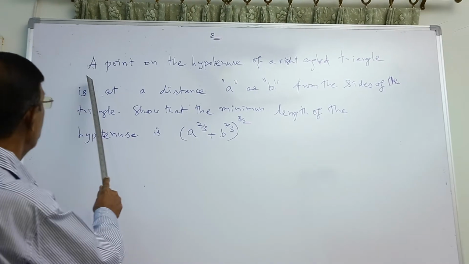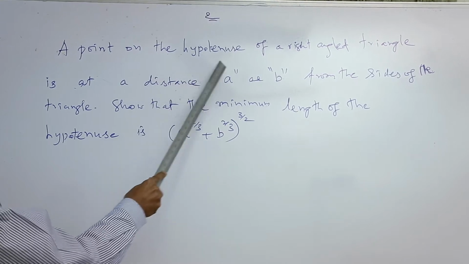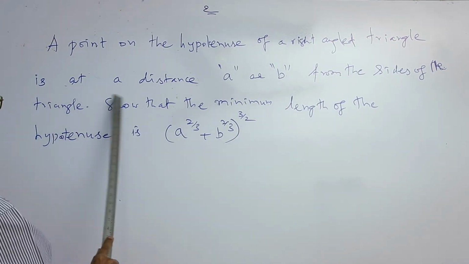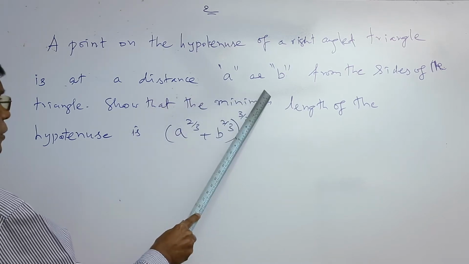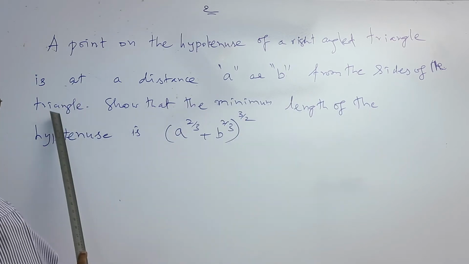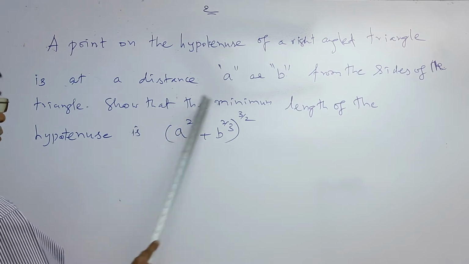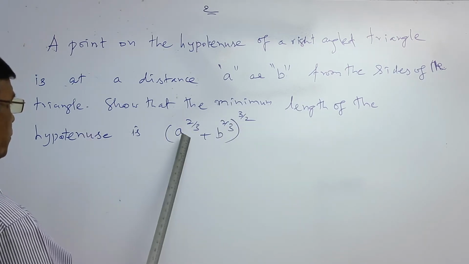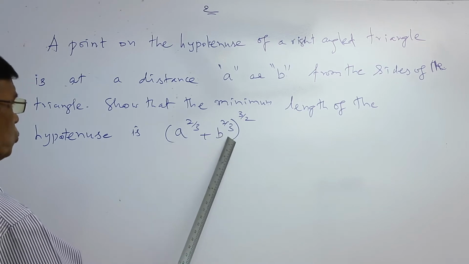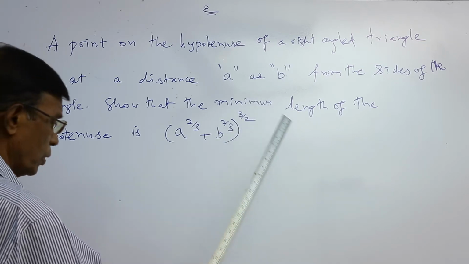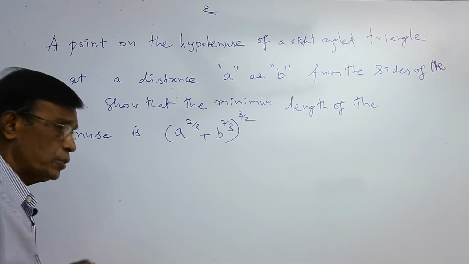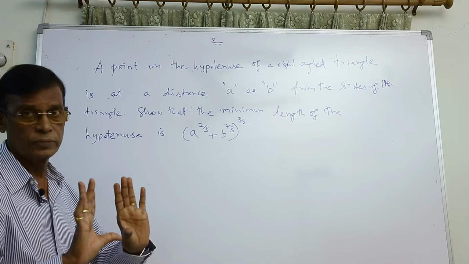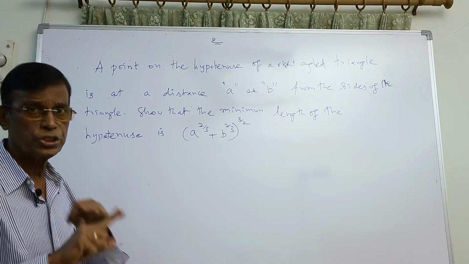A point on the hypotenuse of a right-angled triangle is at a distance A and B from the sides of the triangle. Show that the minimum length of the hypotenuse is (A^(2/3) + B^(2/3))^(3/2). Now, the first foremost thing that is required is understanding the problem. First of all, the students must understand the problem.